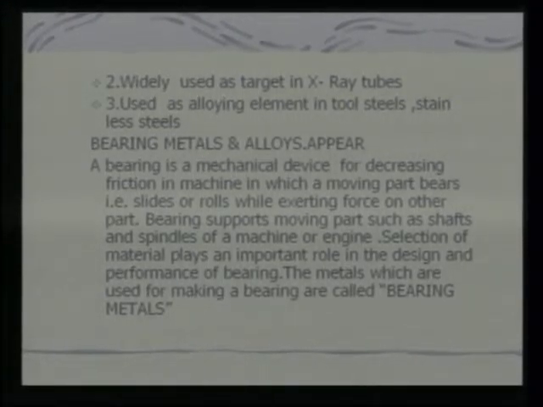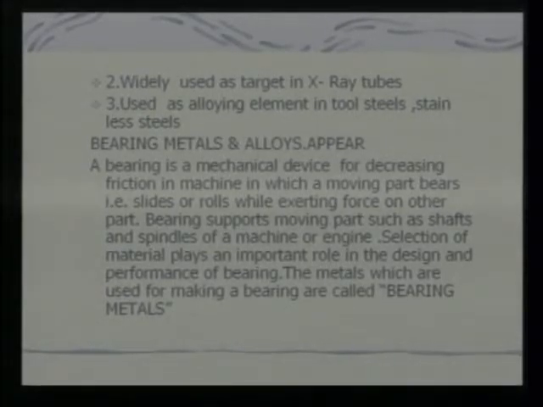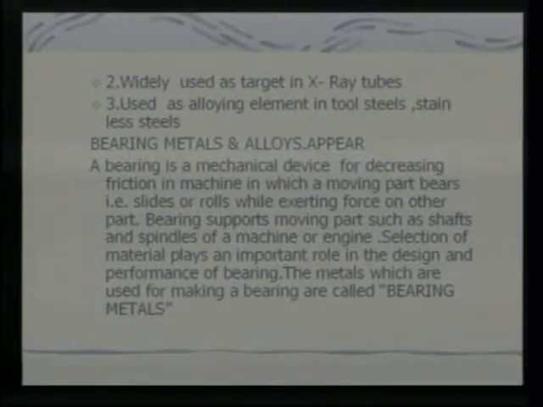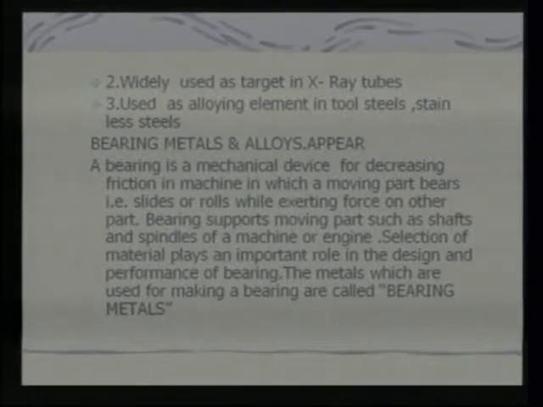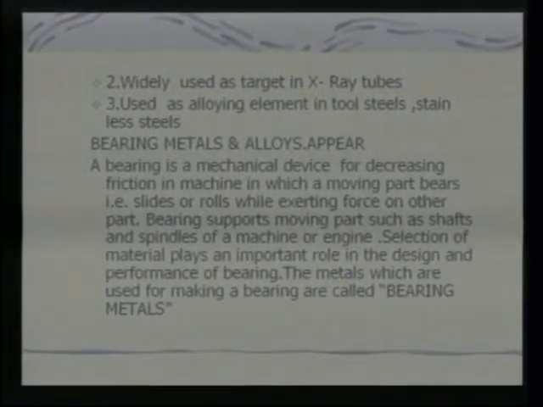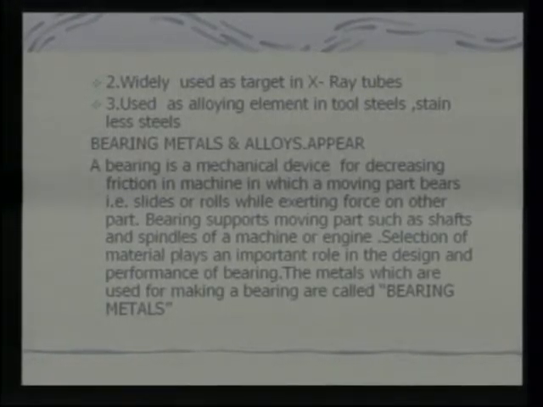Now we go for bearing metals alloys. A bearing is a mechanical device for decreasing friction in a machine, in which a moving part bears, that is, slides or rolls while exerting force on the other part. A bearing supports moving parts such as shafts and spindles of a machine or engine. Selection of material plays an important role in the design and performance of the bearing. The metals used for making a bearing are called bearing metals, also called babbitts.